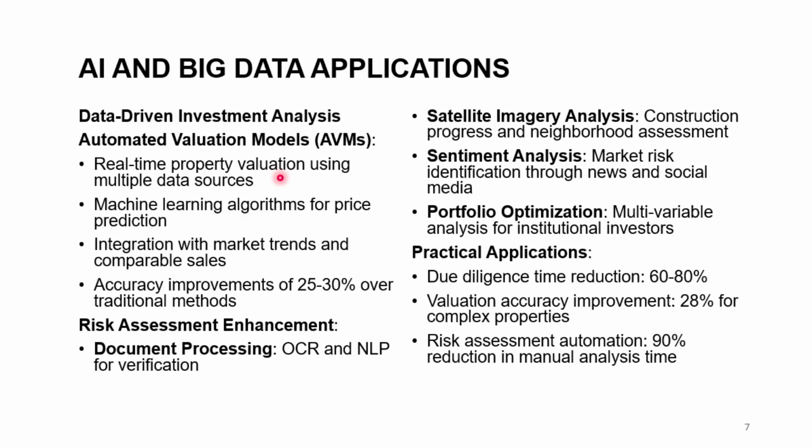So automated valuation models, AVMs, use real-time property valuation combining multiple data sources. Machine learning algorithms analyze comparable sales, market trends, neighborhood data, and even satellite imagery to predict property values. So these systems show accuracy improvement of 25 to 30% over traditional appraisal methods.